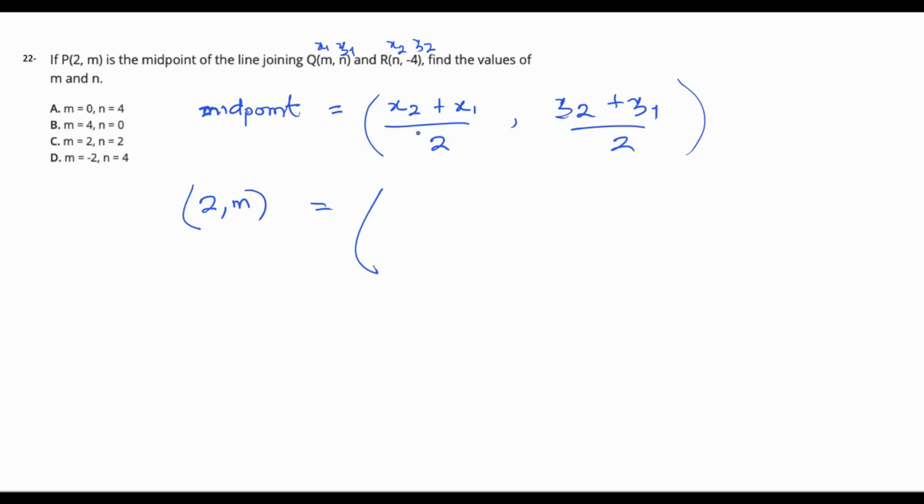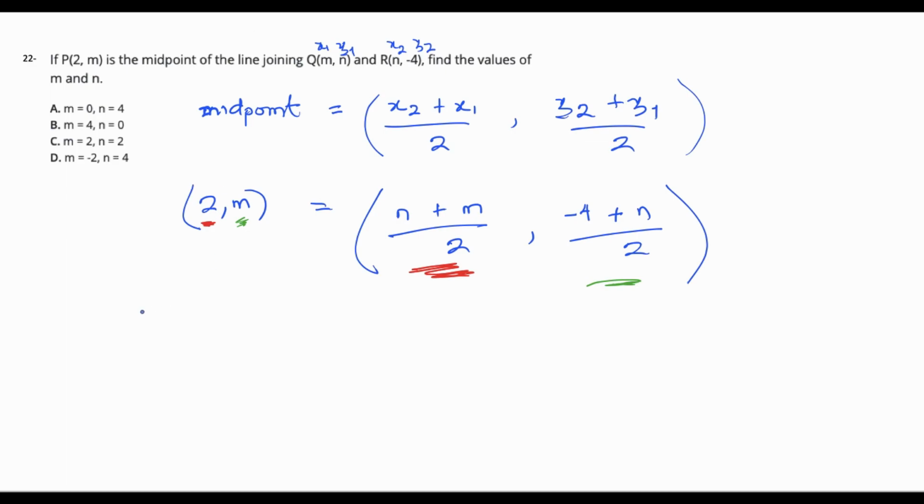So x2 equals n plus x1, which is m over 2, and the y point for our midpoint is y2, which is minus 4 plus y1, which is n over 2. So now we know that if we had all the answers, this point right here is what would have given us x equal to 2. And we know that this point right here is equal to m, which is what would have given us our y.